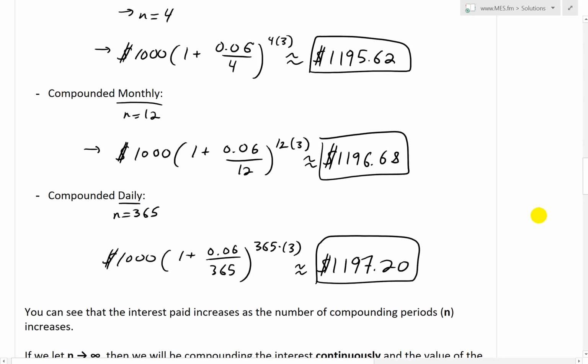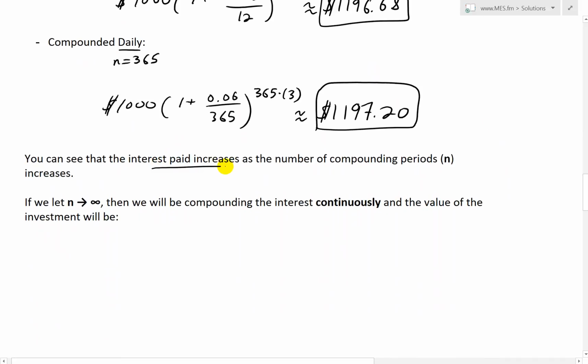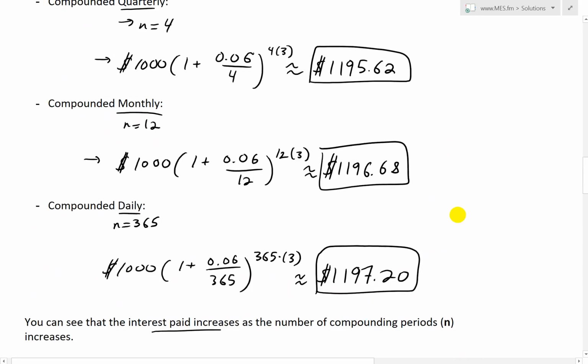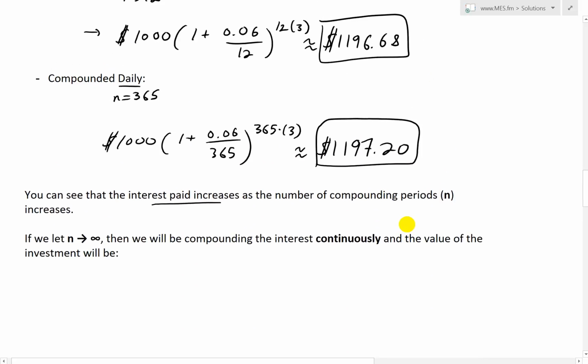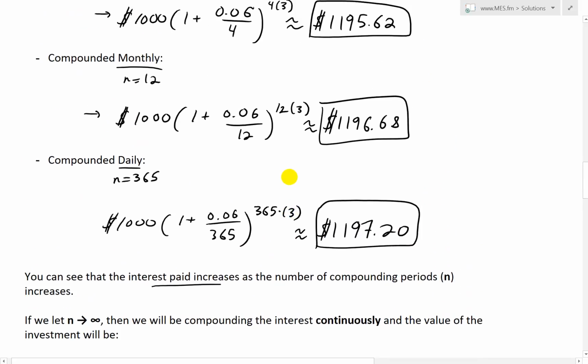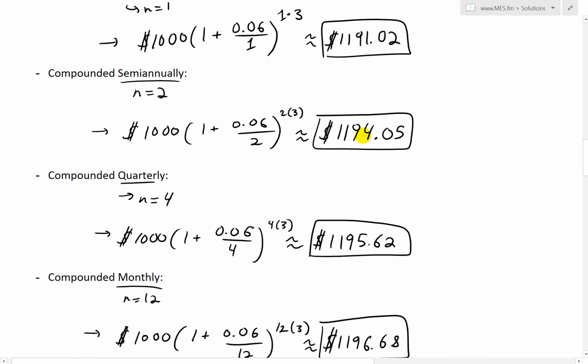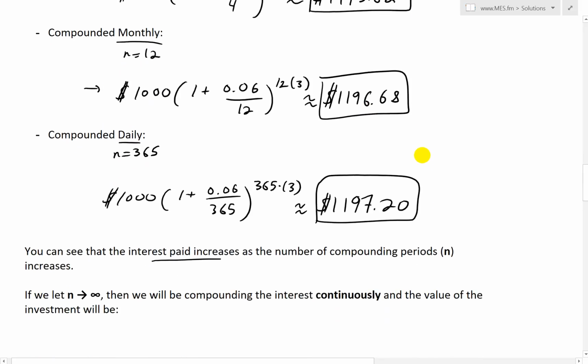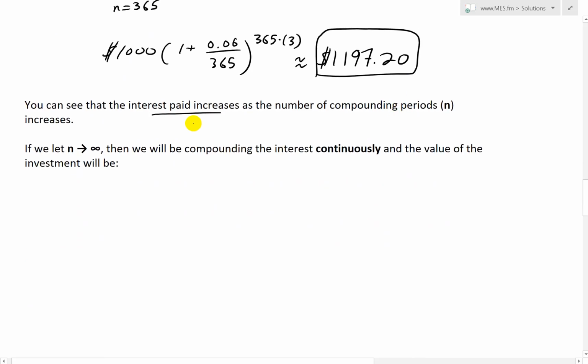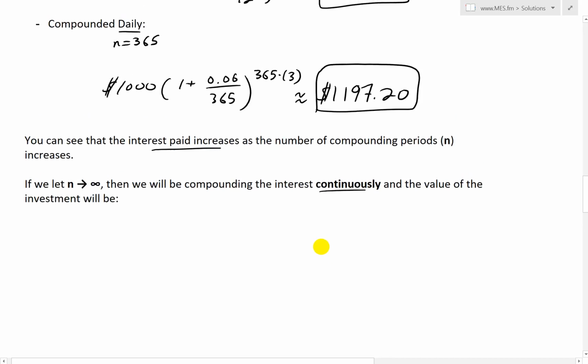Now from these simple examples, you can see that the interest paid increases as the number of compounding periods increases. So you're paying more interest when you're compounding more frequently, but it's not that much more when you get more than n equals 2. So we had 91, 94, 95, 96, 97, so it's separated by a few dollars, but nonetheless they're still increasing. So now if we let n approach infinity, then we will be compounding the interest continuously, and hence the video title, Continuously Compounded Interest.